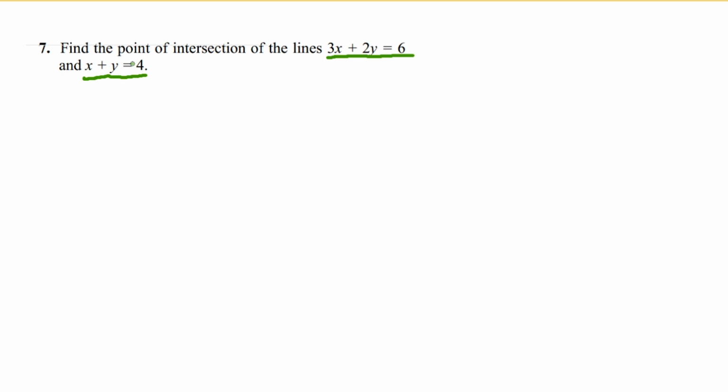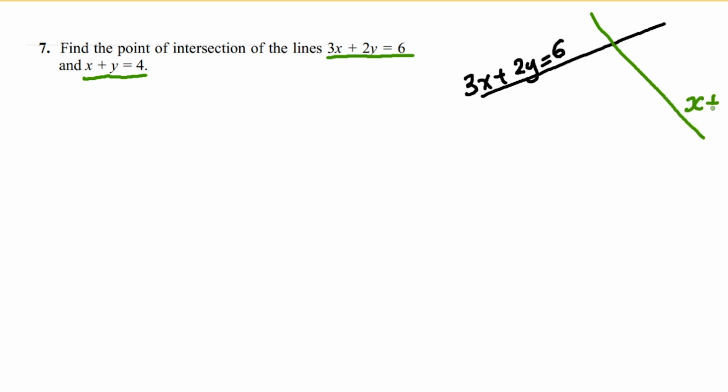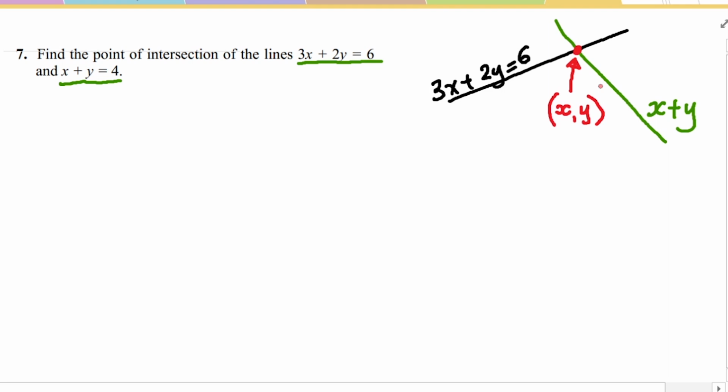In other words, let me say, if this is a line, the line 3x plus 2y is equal to 6, and then we have another line right here, x plus y. When you see those two lines, they're going to meet at that point. Now, at the point where those two lines meet, the value of x and the value of y at that point are the same. That is exactly what they're indirectly asking us here, to find the point of intersection where the lines meet.